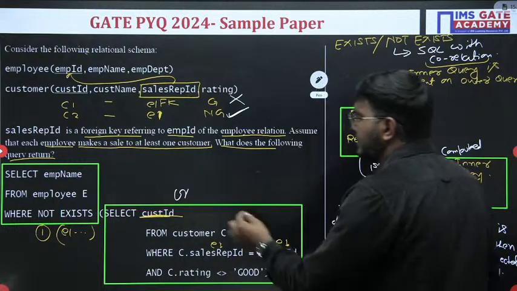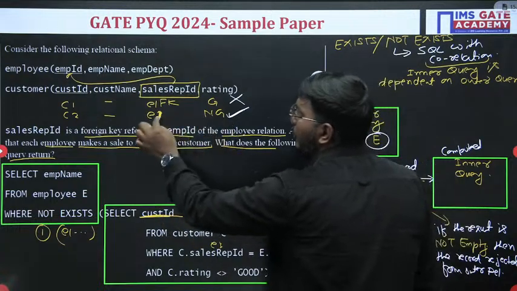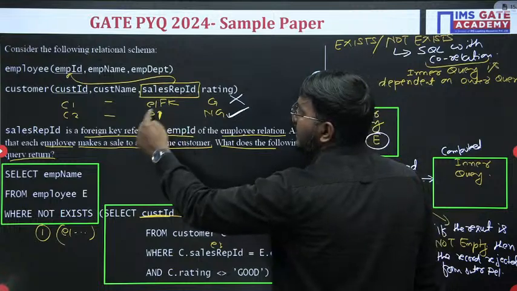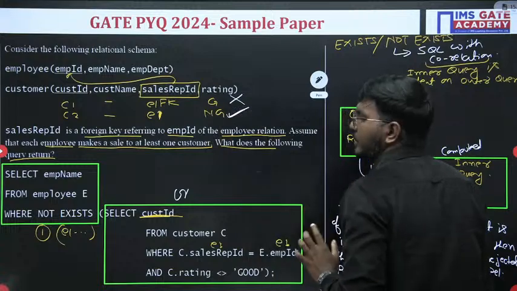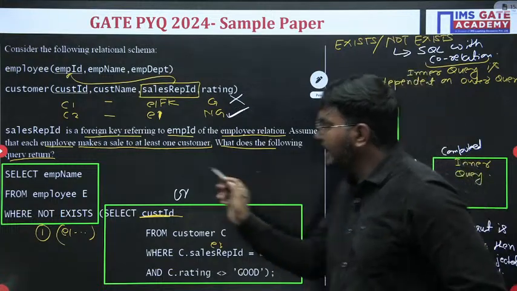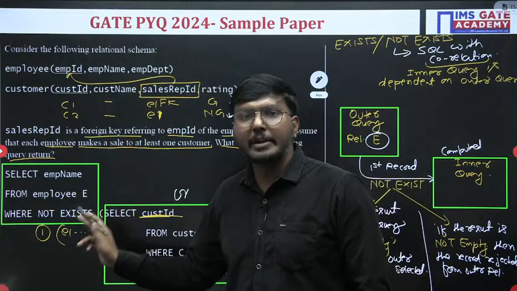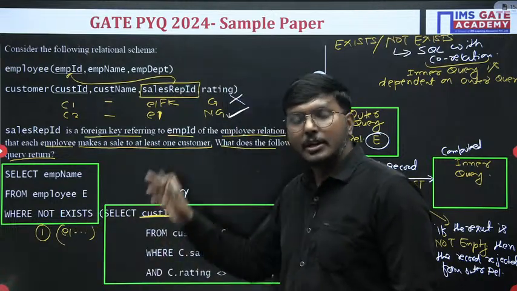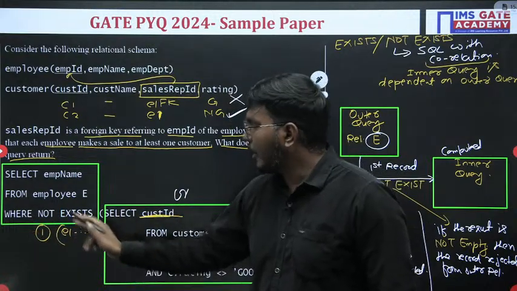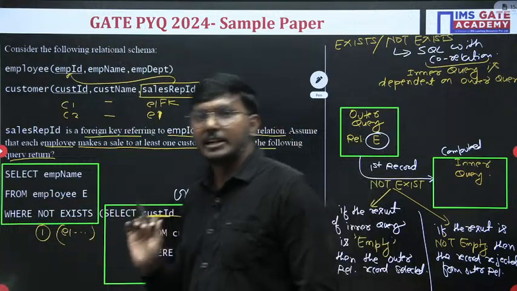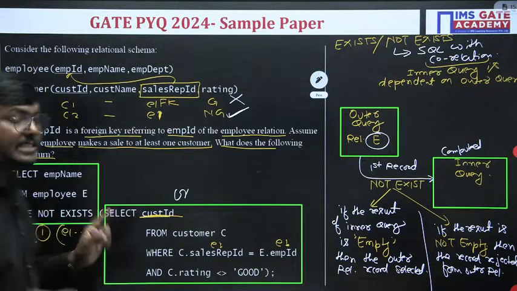It means the customer C2 has given a not good rating to the employee E1. So employee E1 has at least one customer providing a not good rating. Understood? Getting my point? If the result is not empty, then this NOT EXISTS returns false, and false means the employee E1, or the first record, will be rejected here. This record will be rejected.